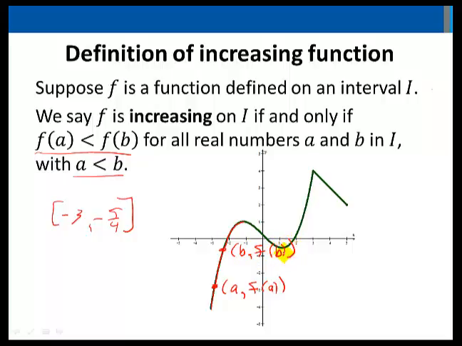We can see that where a is less than b, f of a is less than f of b. So by the definition, f is increasing on the closed interval from -3 to -5/4. F is also increasing on the closed interval from 5/4 to 3, right here.